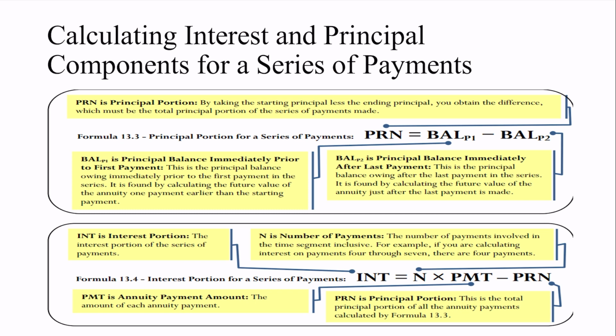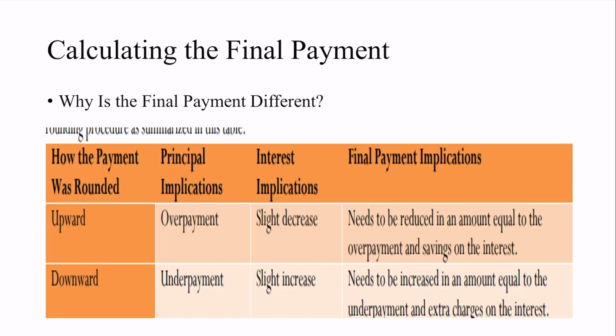So calculating interest and principal component for a series of payments. If it is a series of payments, then PRN is the balance of period 1 minus the balance of period 2. That's our PRN, the principal amount payment. If we find out the balance for period 1 and the balance for period 2, the difference is definitely going to be PRN. And INT is N into PMT minus PRN. So that's the way if it is a series of payments.